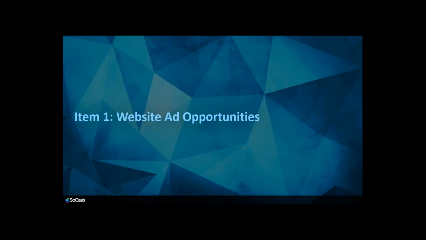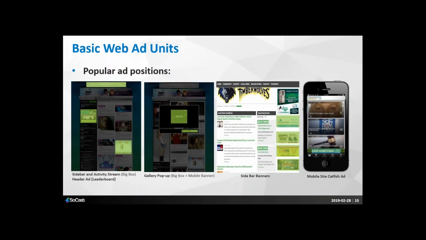So for the website revenue toolkit, first we're going to look at some website ad opportunities. Some of these are very standard to you, but I think you'll gain a lot of benefit from understanding how we recommend pricing these units. Some of the more popular ad positions in the ecosystem are your sidebar and activity stream header, your leaderboard, and box ads interspersed throughout your website, both above and below the fold. Box ads are a great inventory unit, and you can have as many units as you want throughout a good content management system.